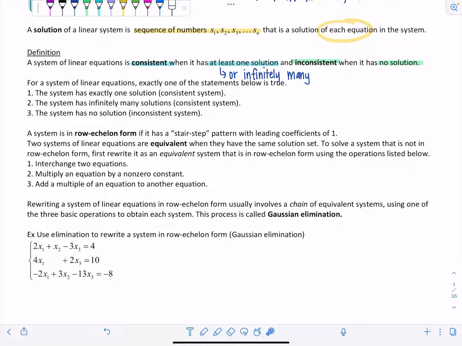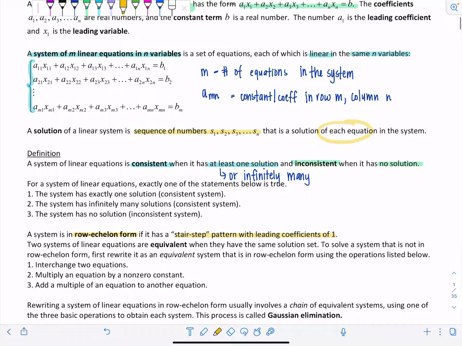Now we're going to get into a certain form or pattern that we want to manipulate our systems of equations into. And we say a system is in row-echelon form if it has a stair-step pattern with leading coefficients of 1. So basically, I'll show you how it's going to look, but you want to have just the leading terms remaining, zero out everything else, much like if you've worked with some matrices before. We'll get into that in the next video, but it's the same idea. And then all those a11s, the leading coefficient needs to be a 1.